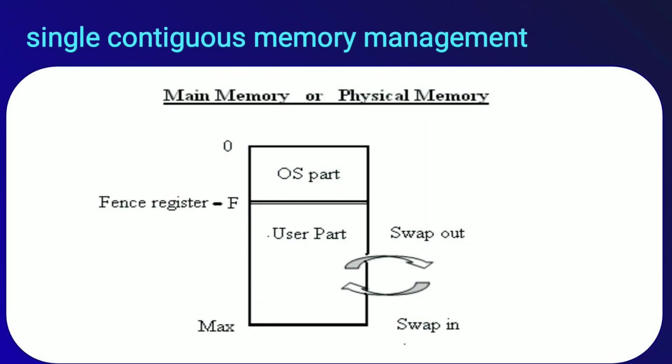Here, in the user part, in single contiguous, only one process can reside in the main memory. For example, suppose process A is executed in the user part, then it should be swapped out. Then only the next process B will be swapped in and started to execute. So in single contiguous memory management, only one process can be allowed to reside inside the main memory.